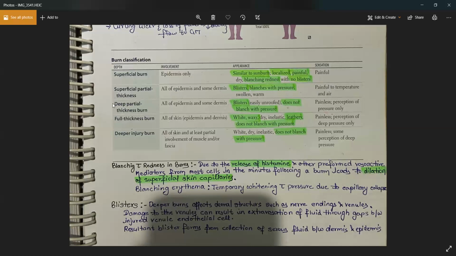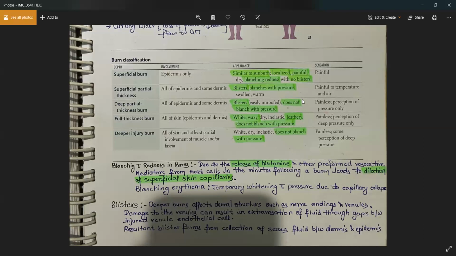Then you have the deep partial thickness burn, which includes all of the epidermis and a very deep dermal layer. So up to the superficial dermis layer you will have a superficial partial thickness burn. Up to the deep dermis layer you will have a deep partial thickness burn. Blisters will be present. Now the blanching is not present because most of the blood vessels have ruptured. Blanching is only there when the blood is still in the capillaries, right, in the blood vessels, right?